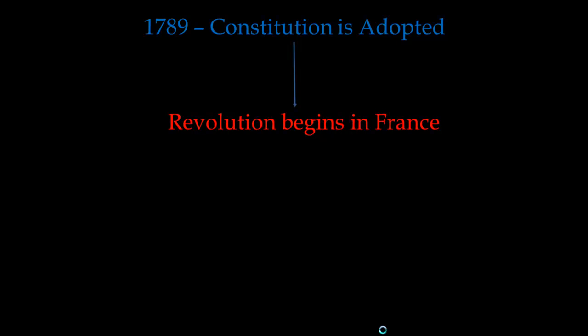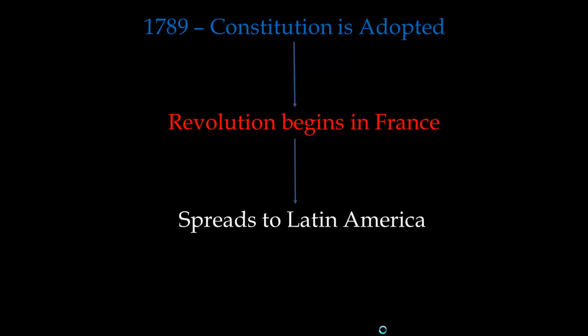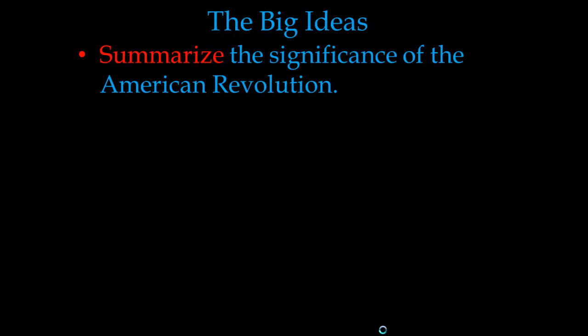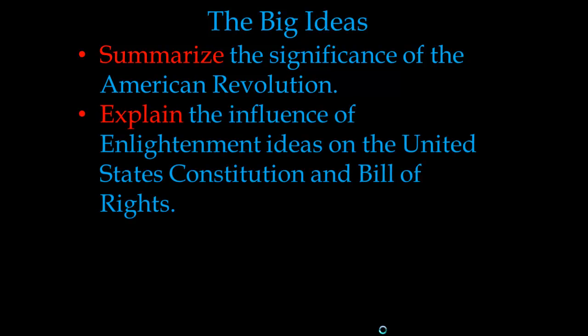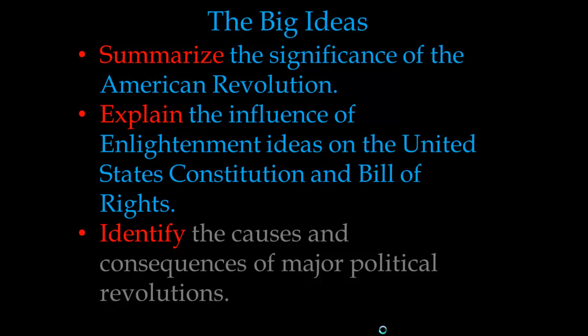So looking forward to next time, we're going to look at how in 1789, the U.S. adopts the Constitution, and a revolution begins in France, which is kind of inspired by the American Revolution. And that is going to spread to Latin America. And this is all coming from the ideas of liberty and equality and people fighting for that. So if we look at our big ideas, once again, we see what we're trying to look at is summarizing the significance of the American Revolution and this whole idea of world revolutions. What influence did the Enlightenment ideas have on the U.S. Constitution and Bill of Rights? And finally, what were the causes and consequences of major political revolutions at this time?